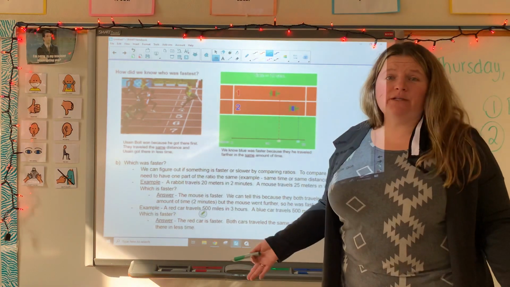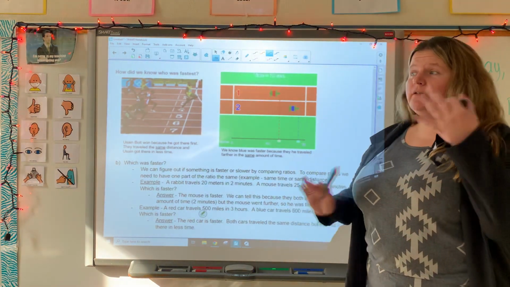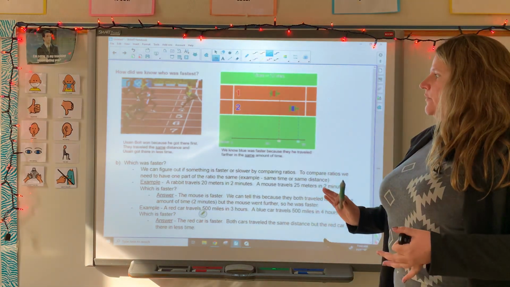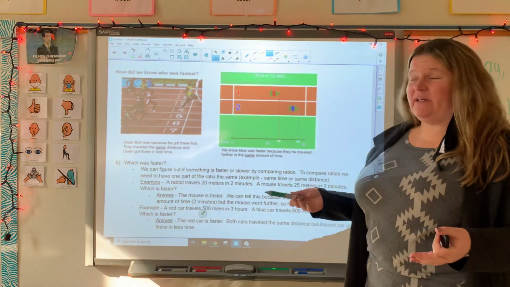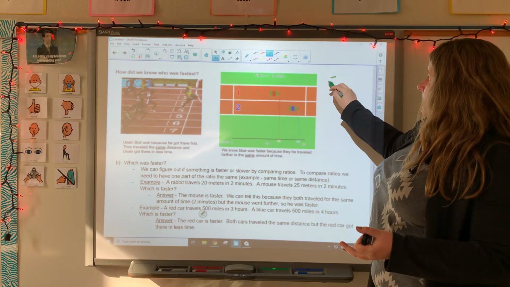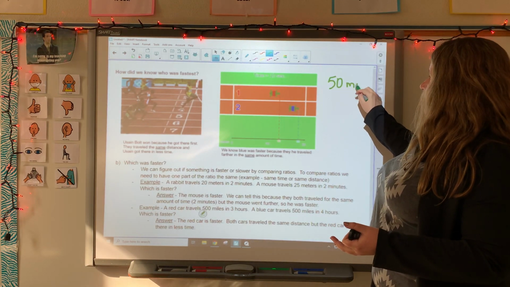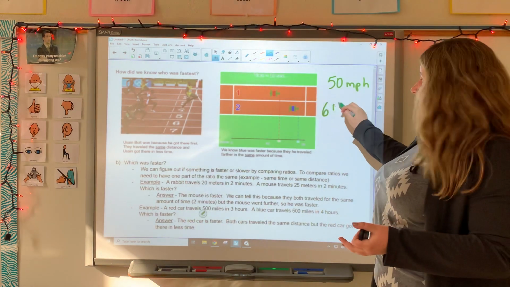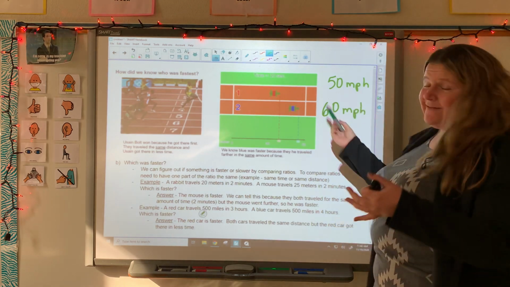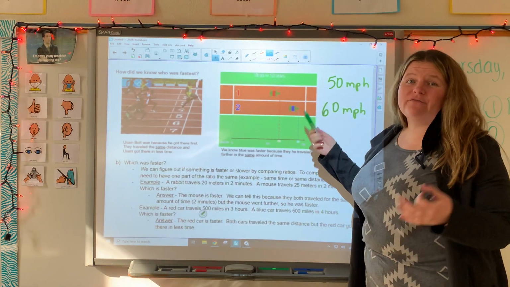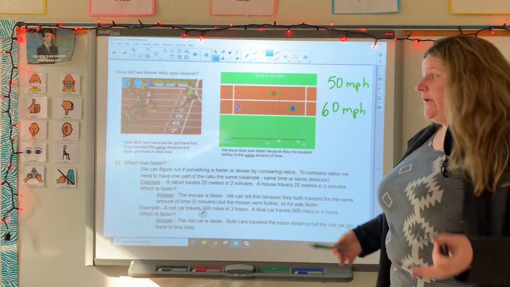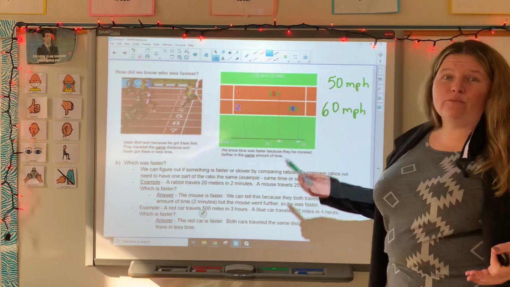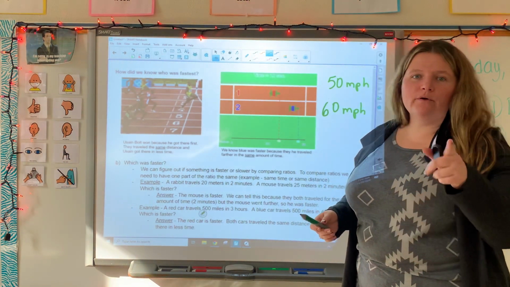All right, so then how do we know who's faster? So we did this two different ways. If we figure out the average speed, let's say we have one that's going 50 miles per hour and another that's going 60 miles per hour, we can see that the 60 miles per hour is faster because they're both miles per hour. And it's comparable because it's in the form of per one.